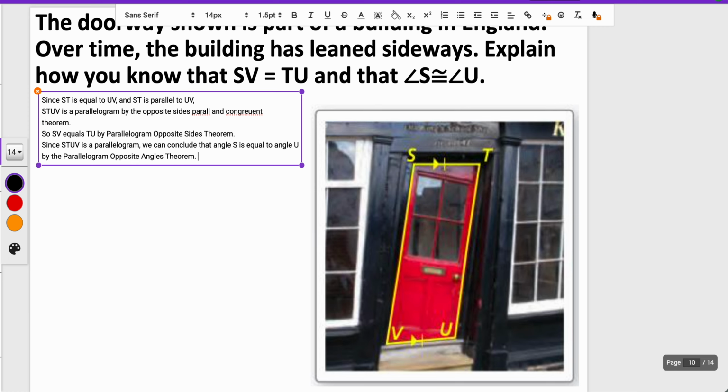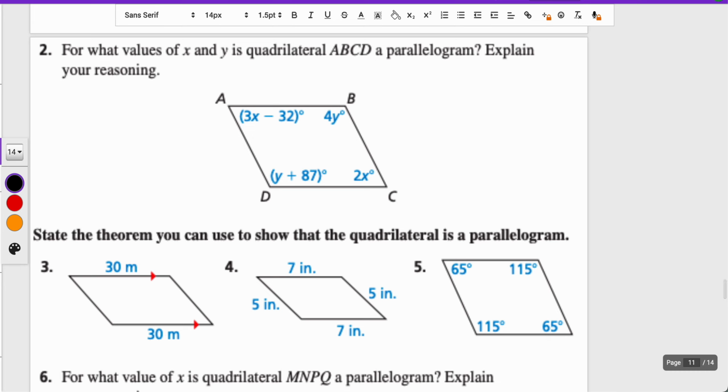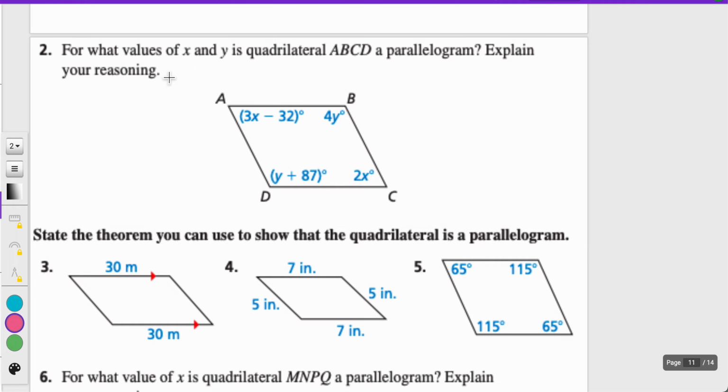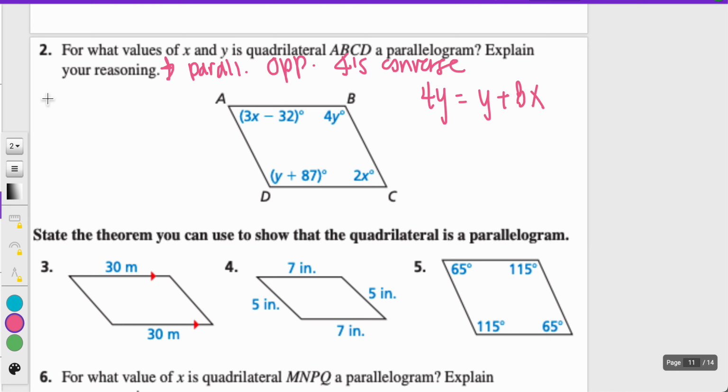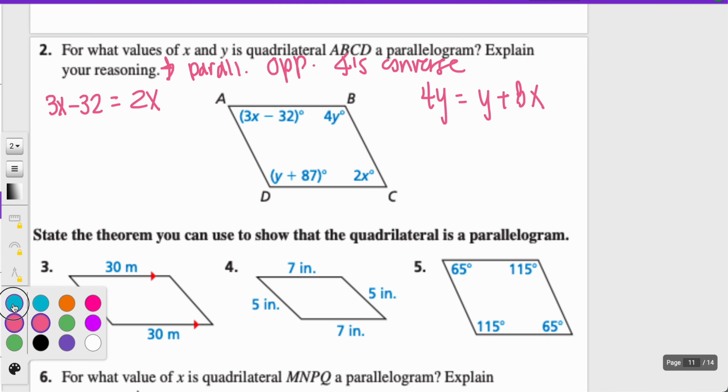Okay? Going onward, we have some more algebraic reasoning. For what values of x and y is quadrilateral ABCD a parallelogram? And then explain your reasoning. What I'm looking at here is we're probably going to be able to use the parallelogram opposite angles converse. Okay, so that means 4y is equal to y plus 87, and 3x minus 32 is equal to 2x. Okay, so what I would do first, let's start with my x's. I'm going to get all my x's to one side.